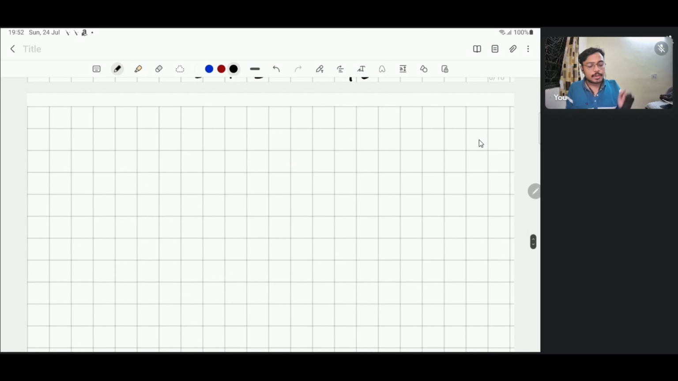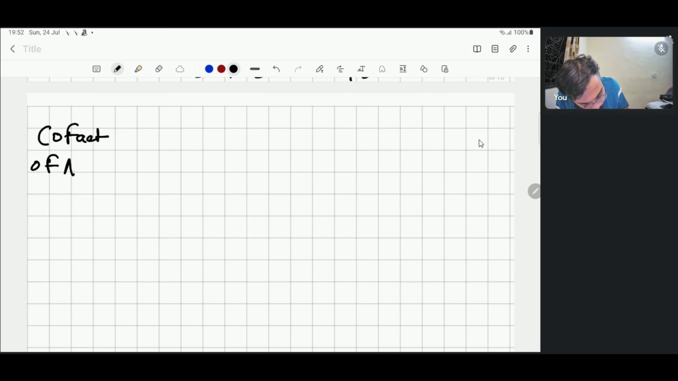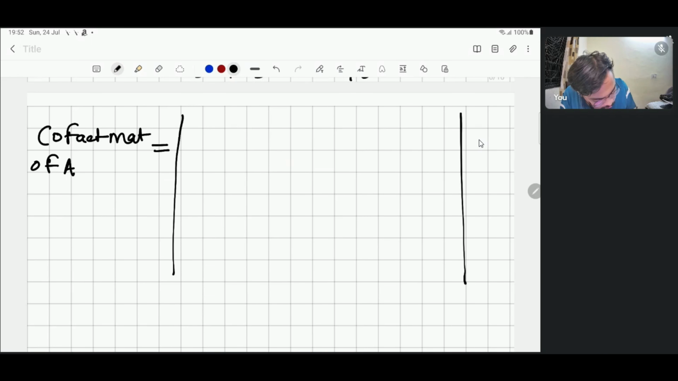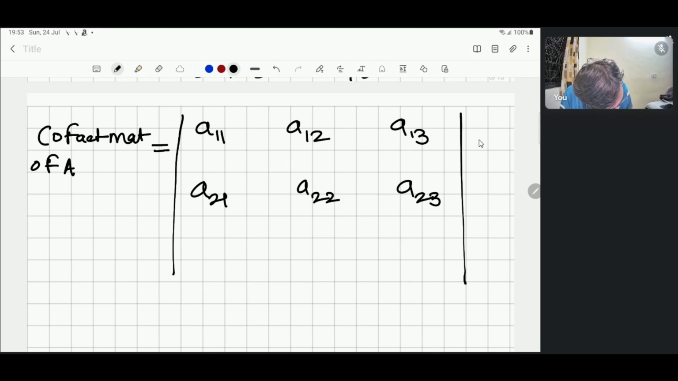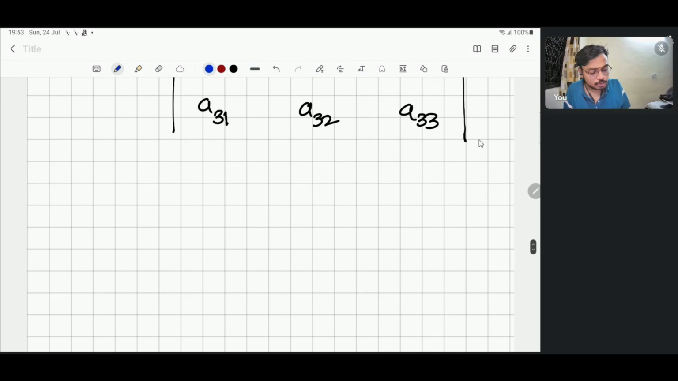Now we will calculate the cofactor matrix. How will we calculate the cofactor matrix? In the cofactor matrix, we need to find the values, say A11, A12, A13, up to A33. That is, first row first column, first row second column, first row third column, and like this. So how are these calculated?